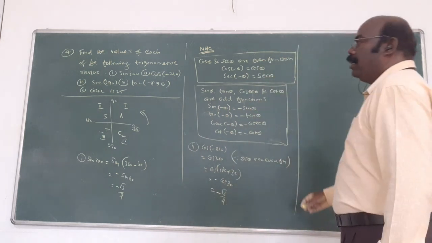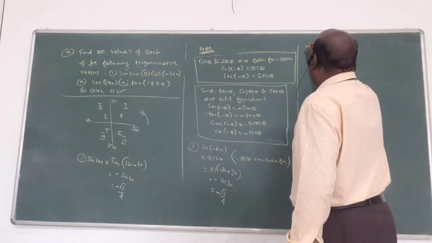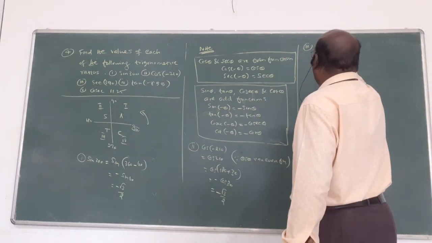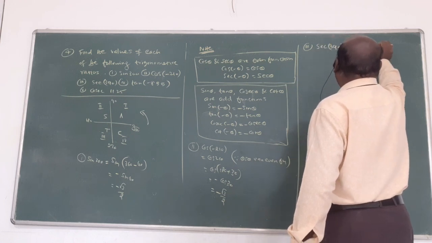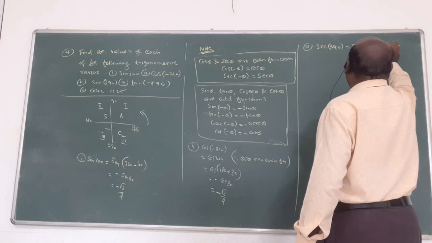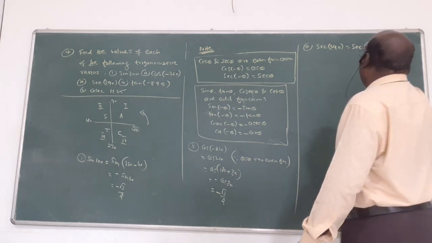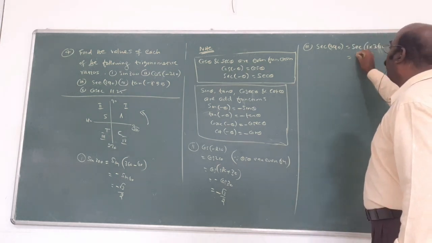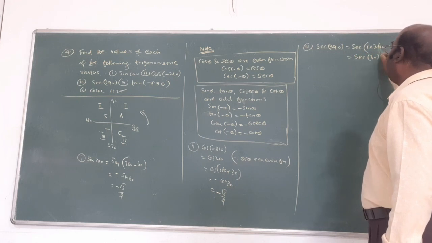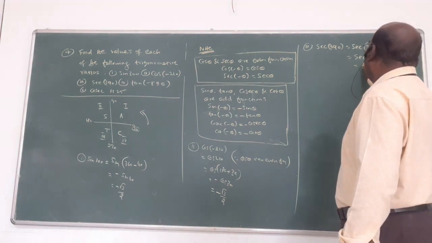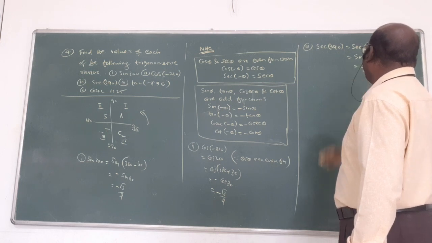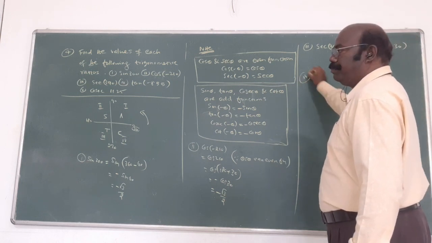Next question, the third one: secant of 1 and 360 plus 30. The multiple of 360 becomes 0, only secant 30. The secant 30 is what? Reciprocal of cos 30. Cos 30 is root 3 by 2, so 2 by root 3 is the answer. Am I correct?